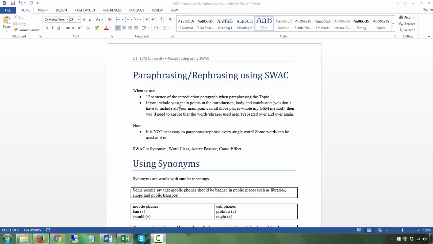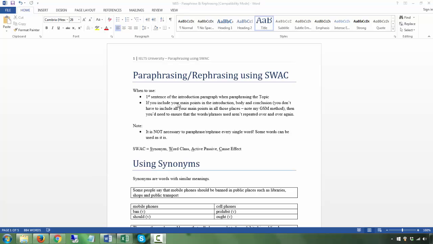Why do we do this? Firstly, it serves as an introduction to the essay. If you copy words from the question itself, the examiner will basically take away the number of words you've used from your word count, because you've pretty much just copied the question. But more importantly, the examiner will not be impressed with you using the same words, pretty much copying it from the question. All right.